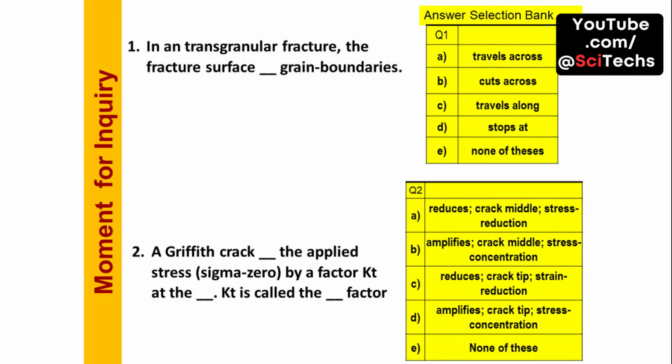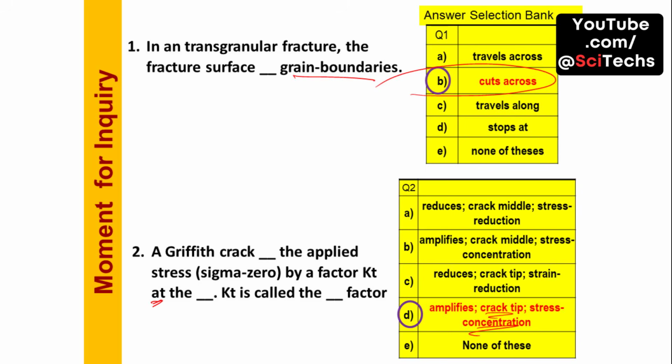Let's test your understanding with a couple of questions. In a transgranular fracture, does the fracture surface travel across grain boundaries? And, how does a Griffith crack amplify stress at the crack tip? Here are the answers to the inquiry questions. The fracture surface in a transgranular fracture cuts across grain boundaries. A Griffith crack amplifies stress at the crack tip due to stress concentration.